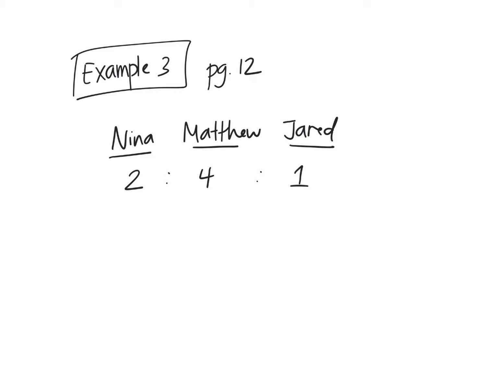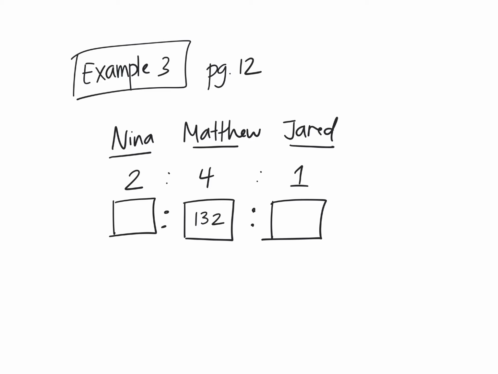Okay? Now, we're told the number of votes he actually got. Who are we told got 132 votes? Matthew. Good. So I'm going to fill it in. He got 132 votes. Do we know how many votes Nina got? No, we don't. Do we know how many votes Jared got? No. We're trying to figure out an equivalent ratio.